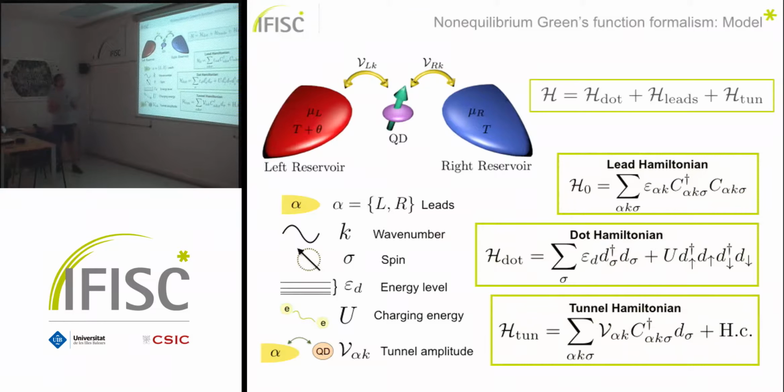Okay, right now the problem is that we cannot say too much about the transport. That's why the other model, but the good thing about this Hamiltonian is that you can obtain the other ones from this one. We have the lead Hamiltonian, which are the electrons of the reservoir, the tunnel Hamiltonian, which is the hopping between the electrons here and the quantum dot, and the dot Hamiltonian, which is the energy level of the quantum dot and the electron-electron interactions.